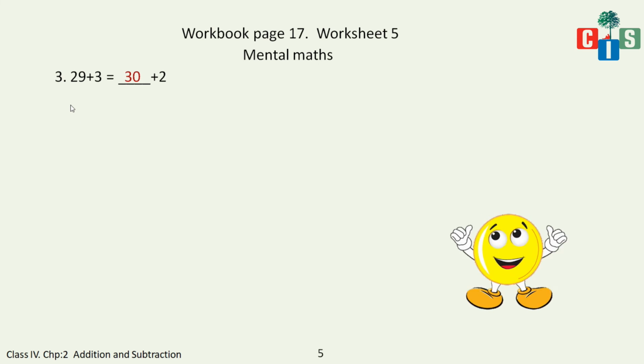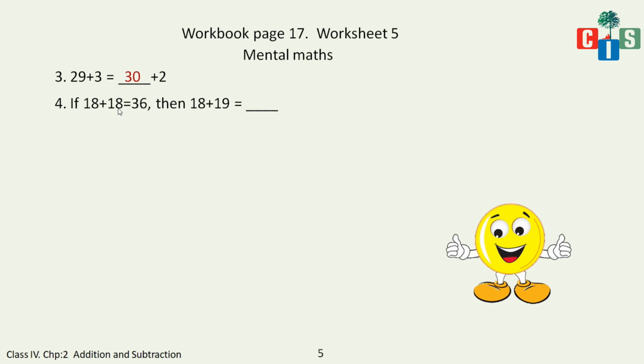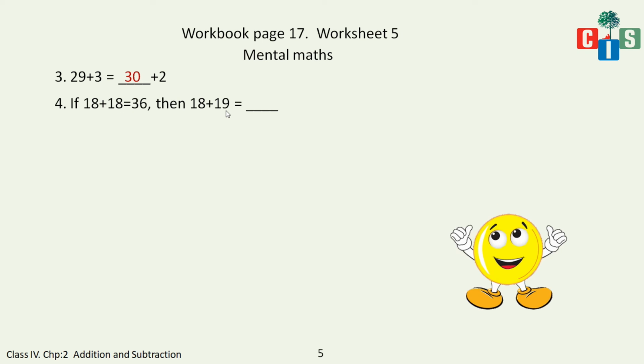Fine. Now the next question is, if 18 plus 18 is 36, then 18 plus 19 would be what? So here the second number is increased by 1 and hence it is 19. So I'll increase the answer by 1. 36 will change to 37.